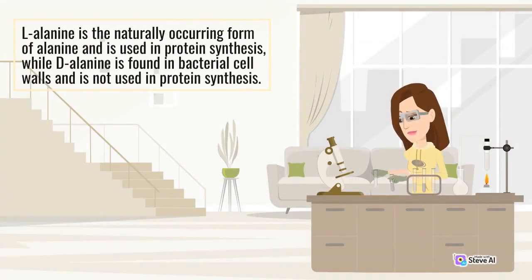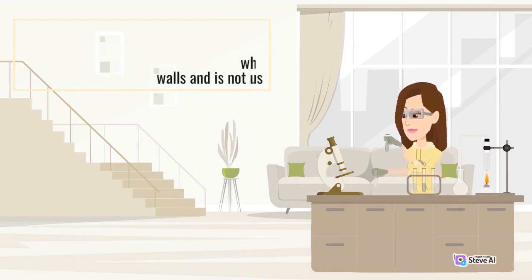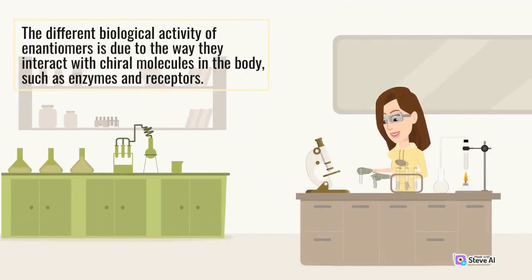L-alanine is the naturally occurring form of alanine and is used in protein synthesis, while D-alanine is found in bacterial cell walls and is not used in protein synthesis. The different biological activity of enantiomers is due to the way they interact with chiral molecules in the body, such as enzymes and receptors.